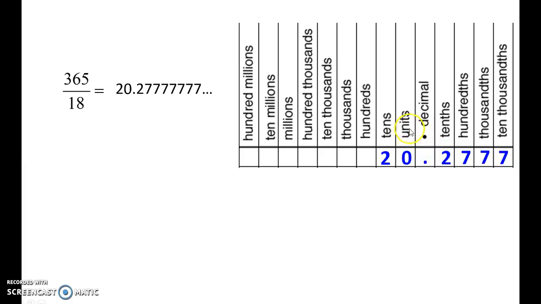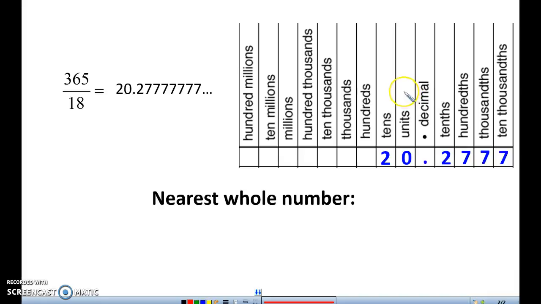This right here is your decimal point. Then you've got your ones, your tens, your hundreds, thousands. Going right from the decimal point, you've got your tenths, your hundredths, your thousandths, your 10,000ths. Let's say the question asks you to round to the nearest whole number. Well, the nearest whole number is considered your ones right there.